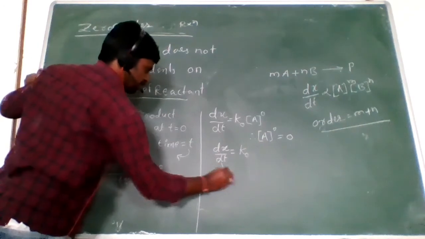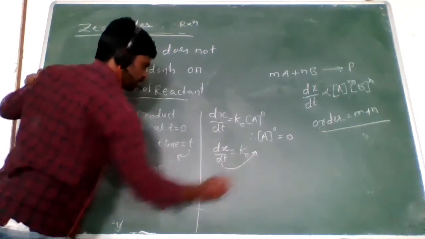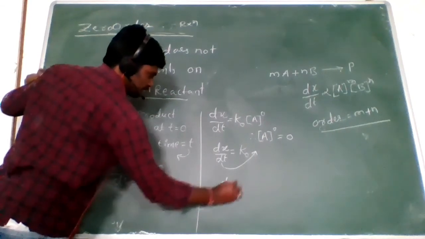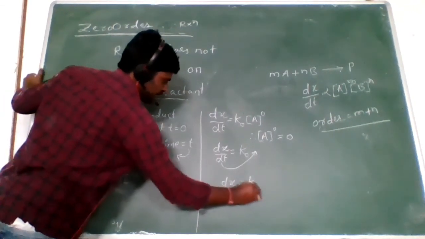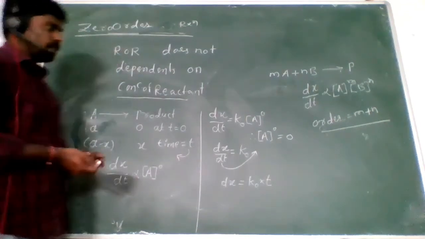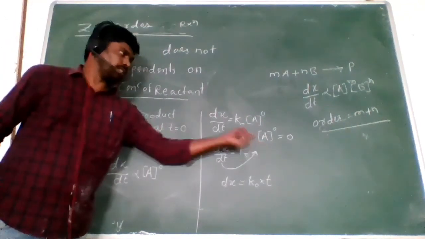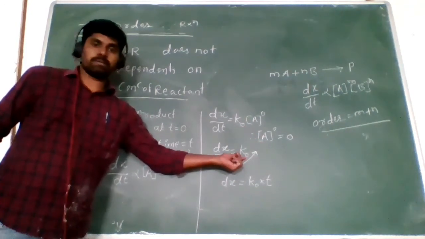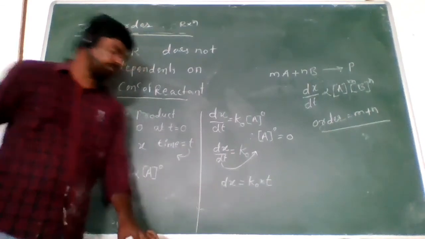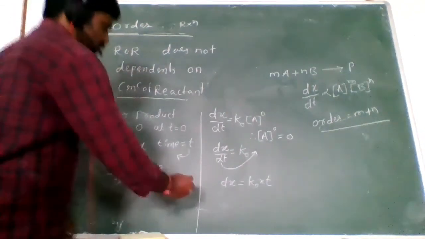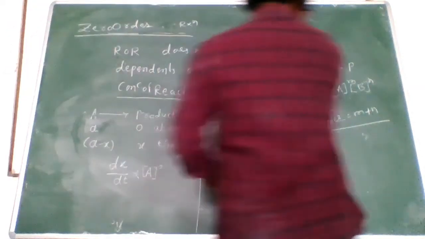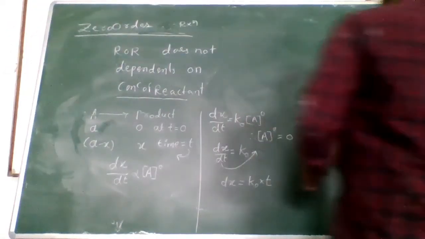So we can move dt to the other side of the equal sign. That's why dx equals k naught into dt. Here the concentration is 0, so it remains k naught only. Clear? Now dx equal to k naught into dt. Now integrate both sides. Look at here.